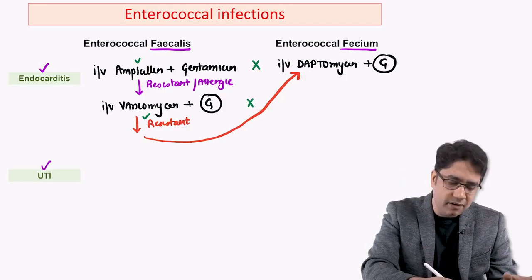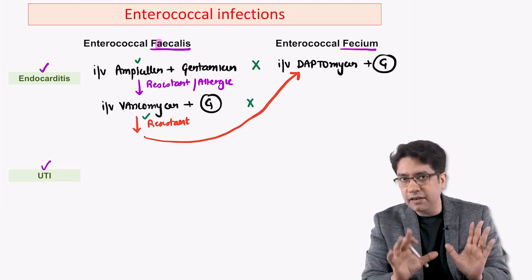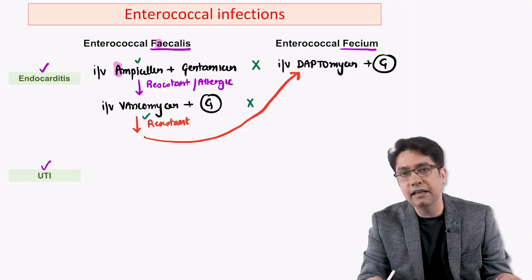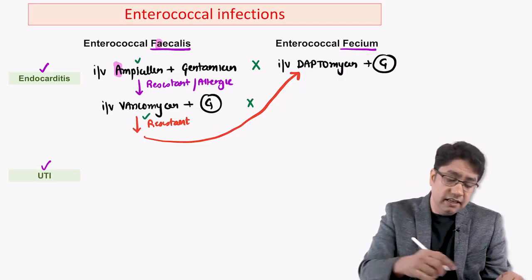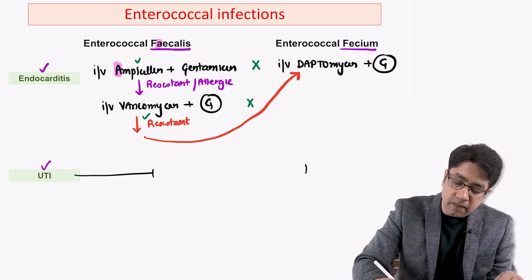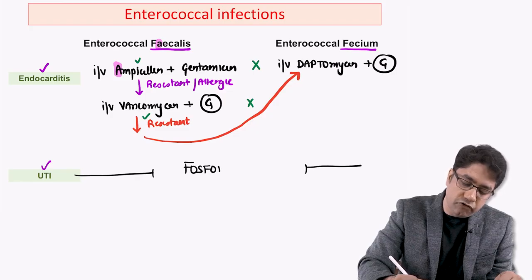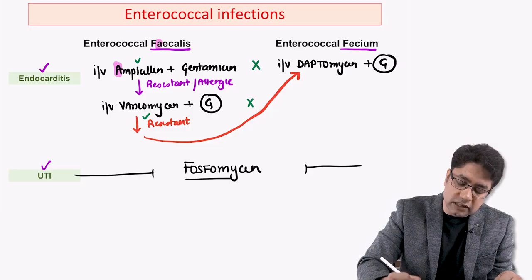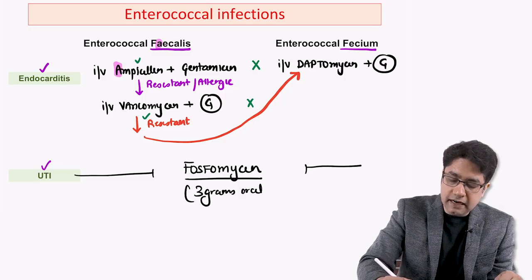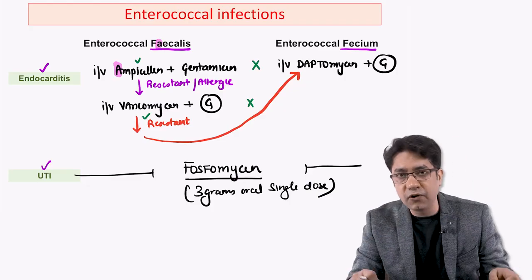Now, how can we remember? In faecalis, remember the A sound is coming. In faecium, the A sound is not coming. So A for ampicillin is started in Enterococcus faecalis. Now, what about urinary tract infection by enterococci? We have already discussed a drug, phosphomycin. This phosphomycin is given 3 grams orally as a single dose. So this finishes our enterococcal infection.